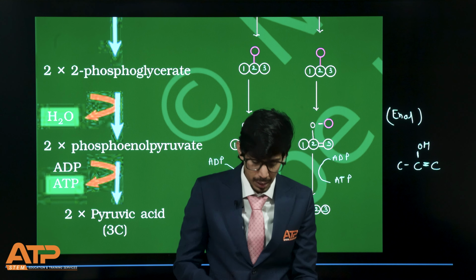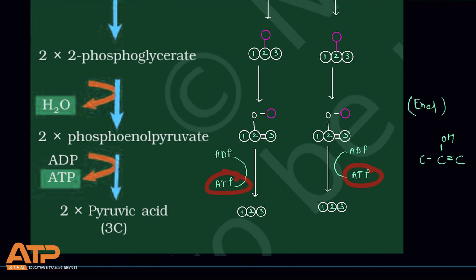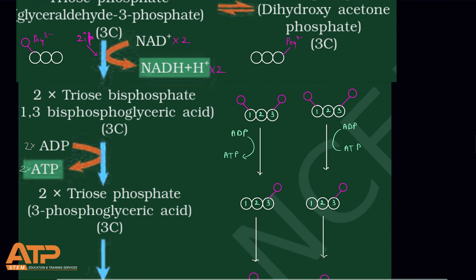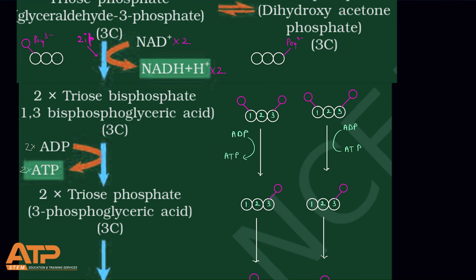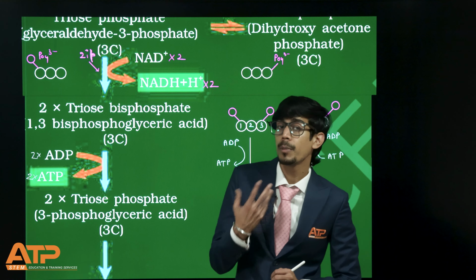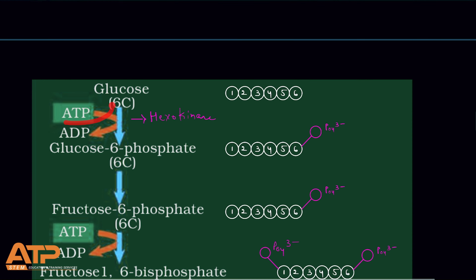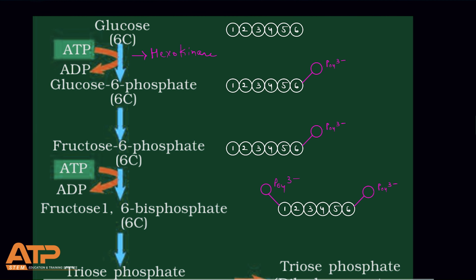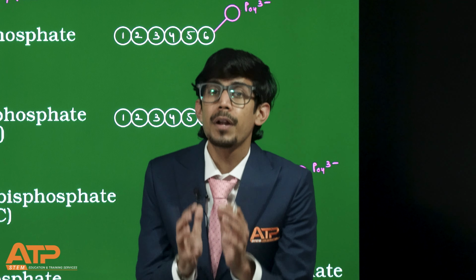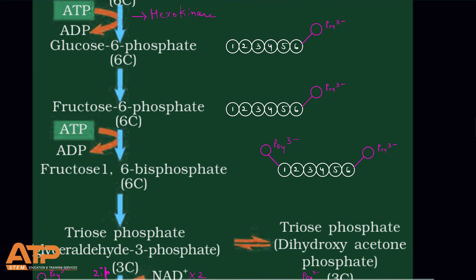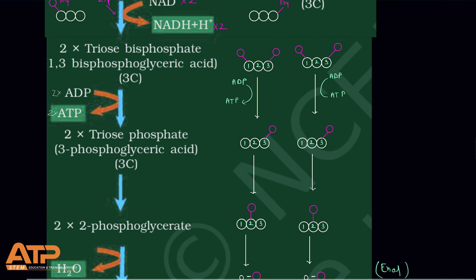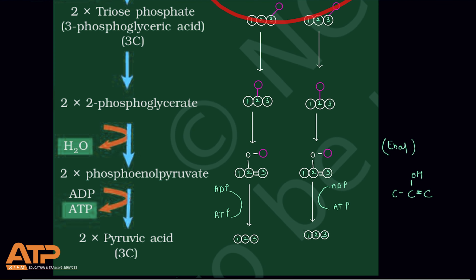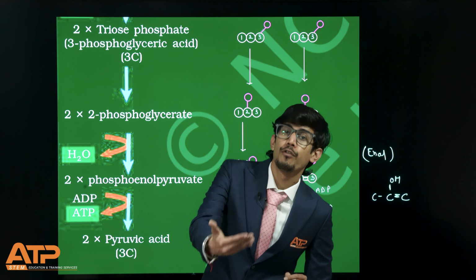4 ATPs, because see, we got 2 ATPs in this step and we got 2 ATPs in this step. So total how many ATPs? 4 ATPs, right? But we utilized 1 ATP in the first step and 1 ATP in the third step, right? This phase, when the ATP is utilized, is called the preparatory phase, right? And this phase, when the ATPs are synthesized here and here, is called the payoff phase.